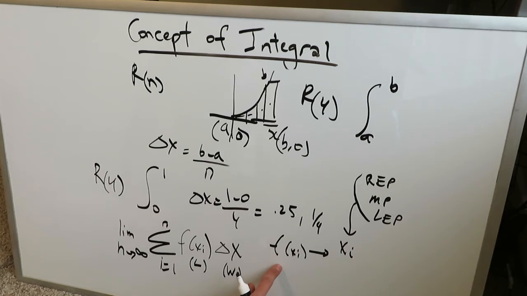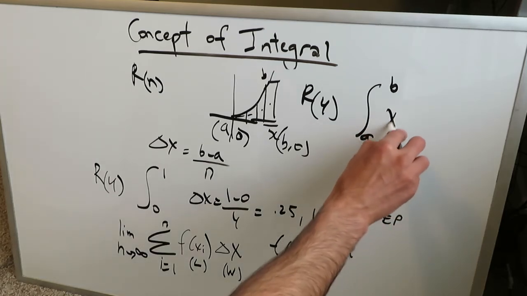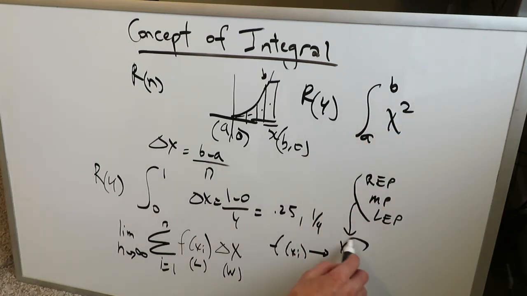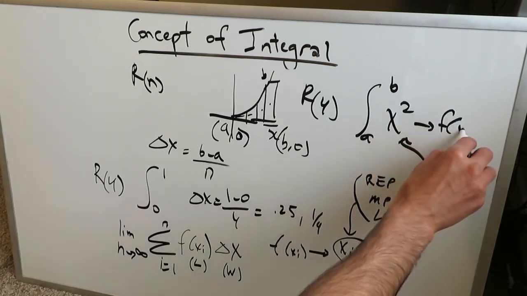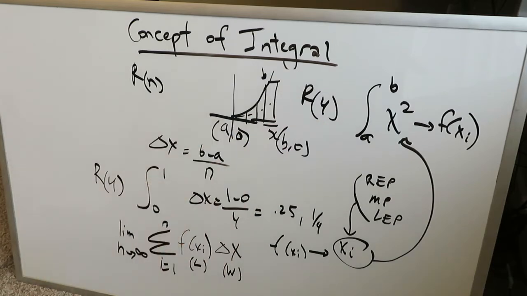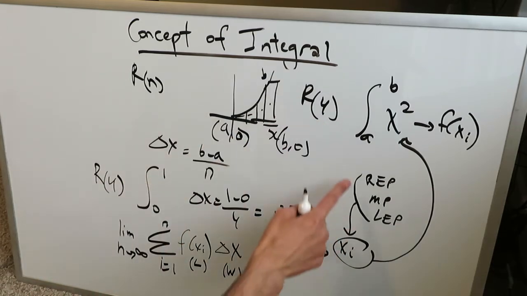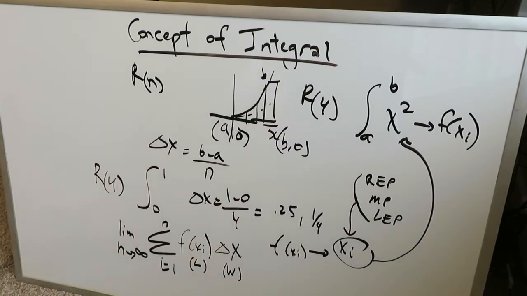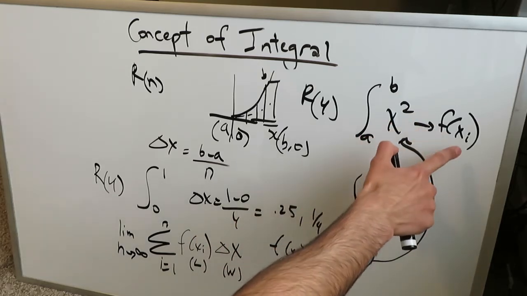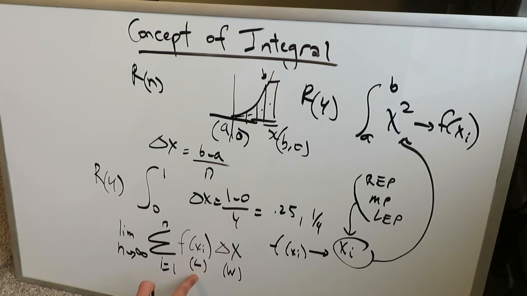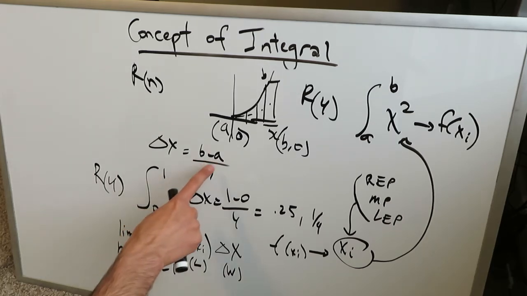But what exactly is f of xi? Well, if you're looking at this right over here, then you're putting these values into this formula, and that gives you your output with regards to your specified value based on whatever assumption you're taking. So each of these values, when you put them into the function, you get an output value. That output value represents your length. You add up all of these lengths and you multiply them at the end by your width, which is represented by this formula right over here, b minus a over n.